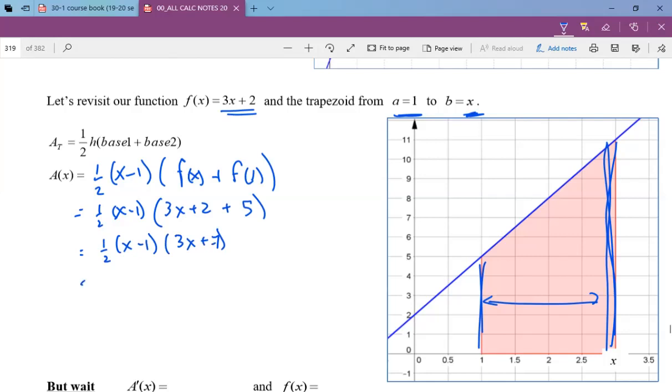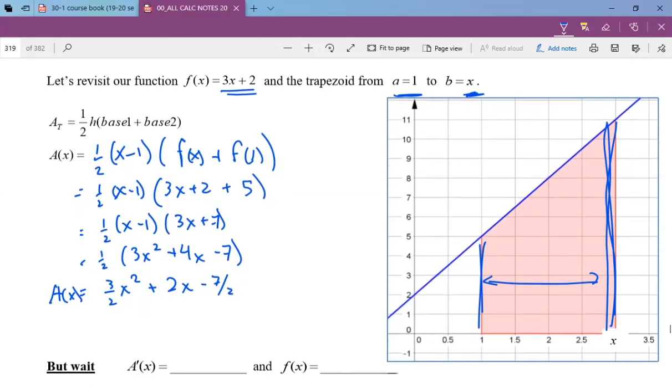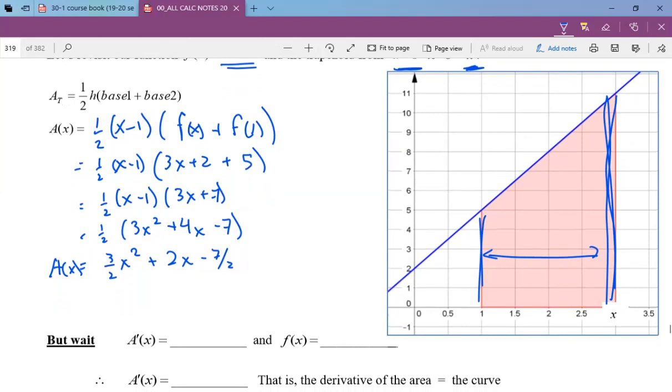We'll be able to simplify this out. This ends up being 1/2 times (3x squared plus 4x minus 7). I distribute the 1/2, and this is 3/2 x squared plus 2x minus 7/2. So here is a formula for the area going from 1 to x. No matter what x ends up being, we can change this. But there are a couple of things to notice about this.